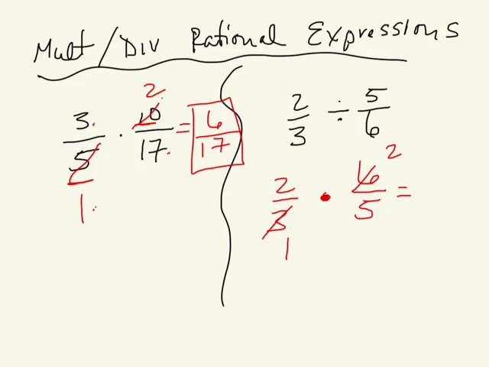Anything on top can cancel anything on the bottom. So don't think they have to be across from each other. If this 2 and this 5 can cancel each other out, you can cancel them. But they don't have a common factor. So you just multiply it out. 2 times 2 is 4. 1 times 5 is 5. 4/5. That's your answer. Same way with polynomials.